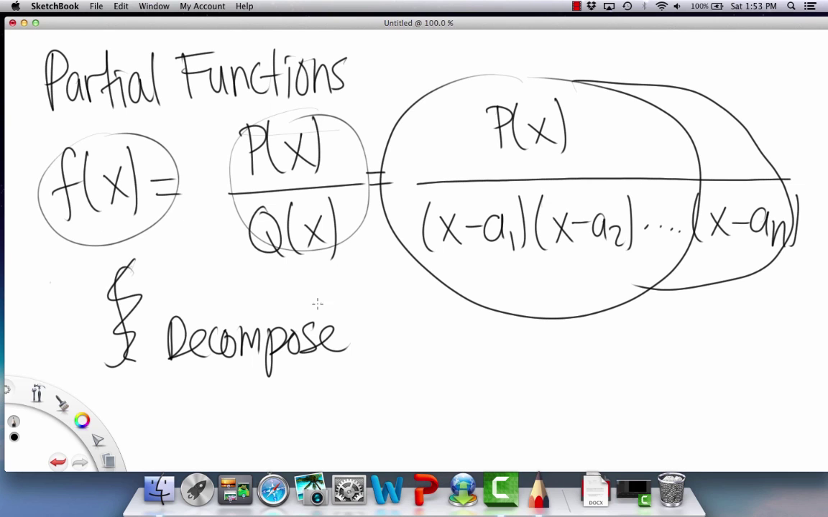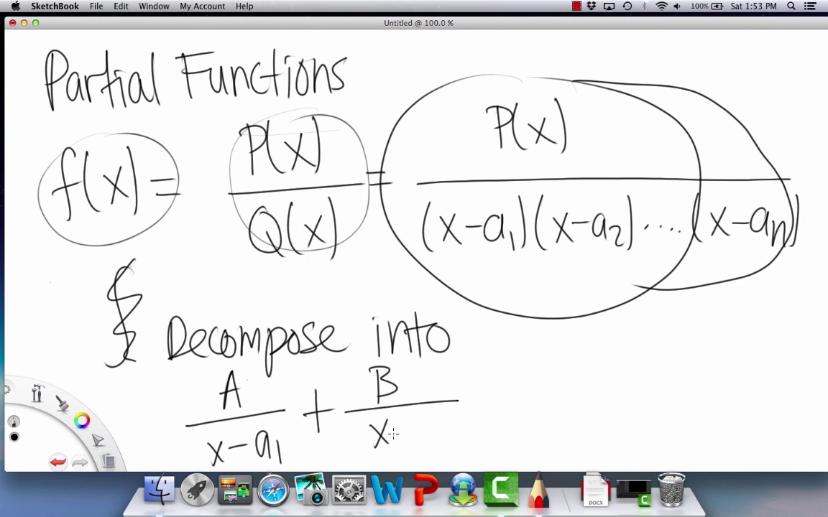So we're going to decompose one of these 3 forms into something like a over x minus a1 plus b over x minus a2 plus dot dot dot, and then c or something over x minus a to the n. So written like this in terms of variables and things, it looks kind of confusing, but we'll see when we actually apply it to a problem how simple it is.